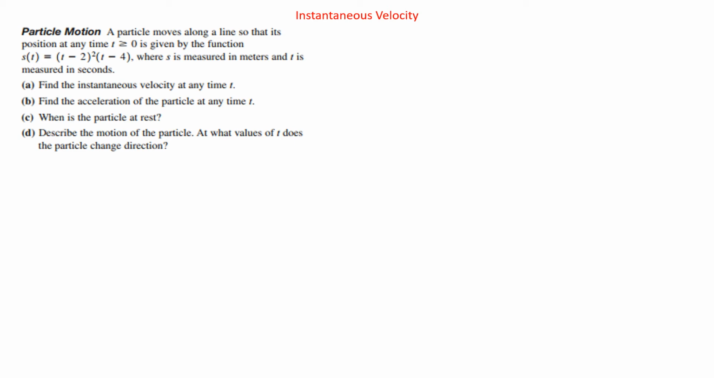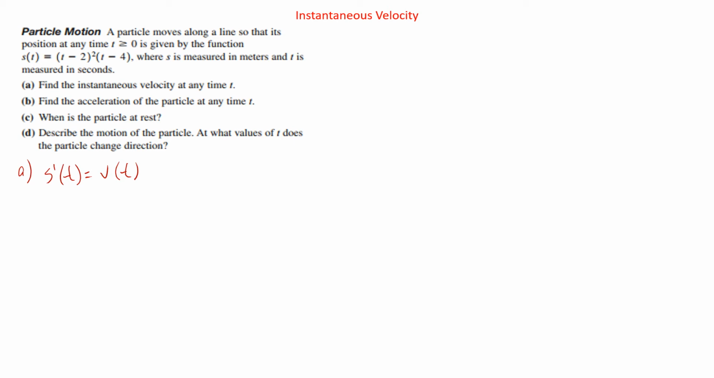So we can find the instantaneous velocity at any time t. Part A is asking us to find the derivative. S prime of t will equal that velocity. So we need to find the derivative. We have a couple different options for finding the derivative of this one. We can multiply it all out. Start out by squaring to get t squared minus 4t plus 4, and then multiply that t minus 4 into that to get the cubic function.